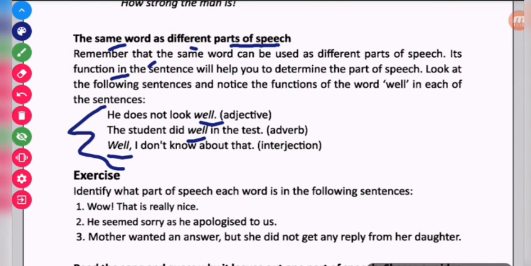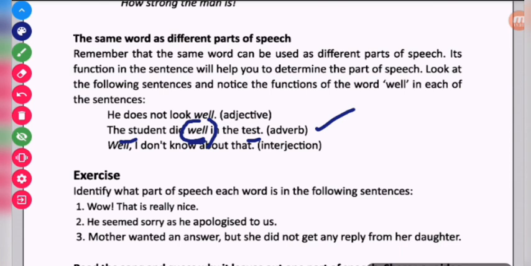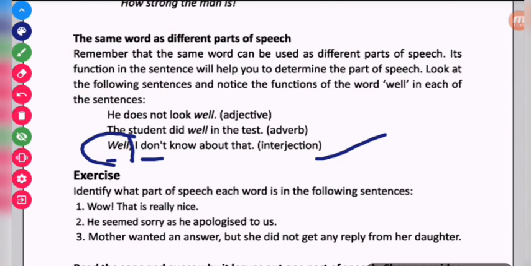Okay, he does not look well. Here, the word well is an adjective. Then, the student did well in the test. Here the word well is an adverb. And then, well, I don't know about that. Here the word well is an interjection. Did you look at that? Okay, I think the parts of speech must be clear.